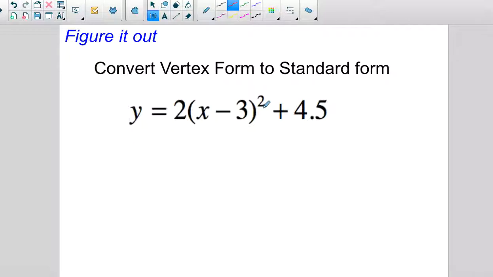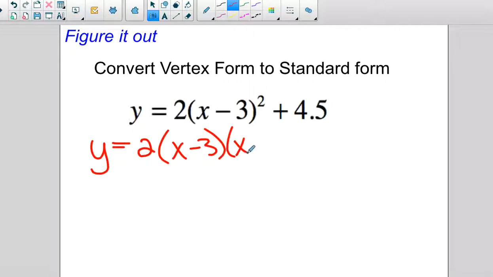But that's it. So we're going to say y equals 2, and basically we're going to have to just do this FOIL with the x minus 3's. Because if it's x minus 3 squared, it's the same thing as x minus 3 times x minus 3, plus 4.5. And this is actually a pretty basic question. The only part that people screw up is the use of parentheses. So definitely make sure you know how to use them correctly.